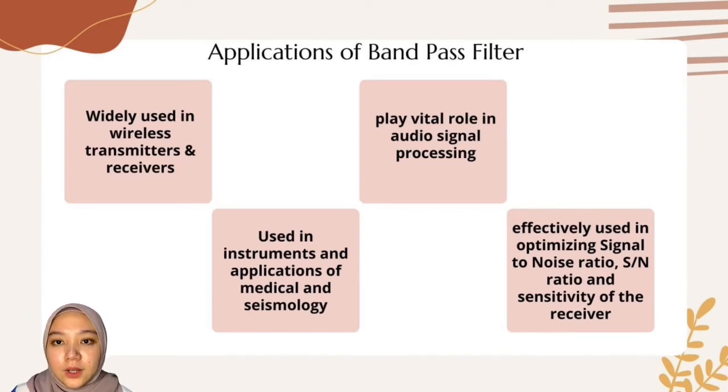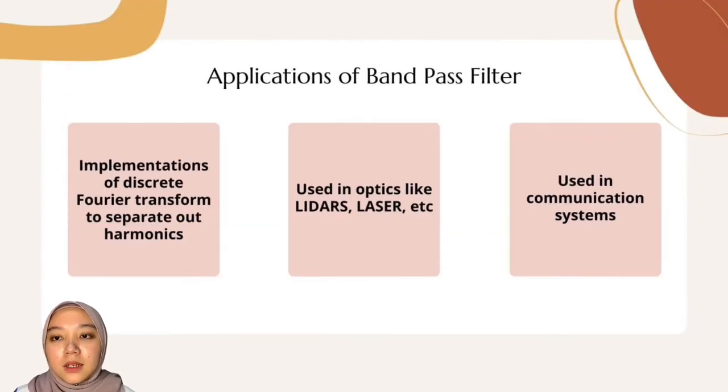Thirdly, in audio signal processing, this bandpass filter plays a vital role by allowing the particular frequencies and removing the unwanted. Next, the bandpass filter is effectively used in optimizing signal to noise ratio, S/N ratio, and even the sensitivity of the receiver. Bandpass filter also has common uses in implementation of discrete Fourier transform to separate out harmonics. Other than that, it is also used in optics like lidars, laser, and many more.